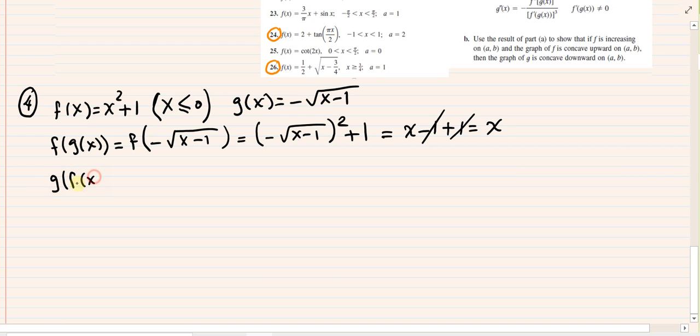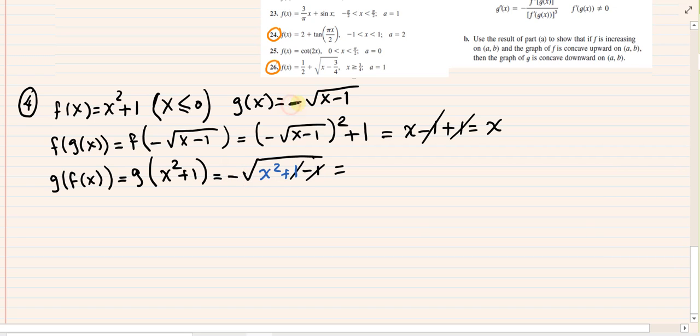Now if I change the composition to g of f of x, that would be g of, this time f of x, which is x squared plus 1. We're going to plug x squared plus 1 into the g function, and that's going to be x squared plus 1, and then minus 1. The 1 and negative 1 are opposites. They add to 0. And again, that's going to be a negative. We were given that's a negative. Okay. And then we have the square root of x squared.